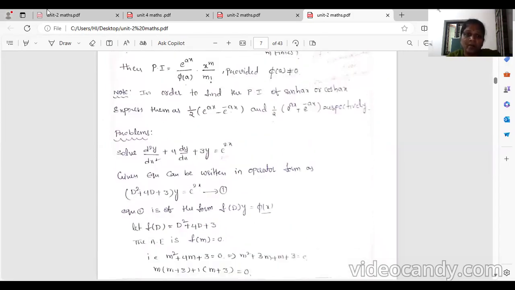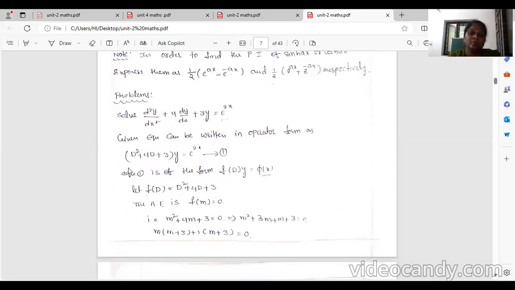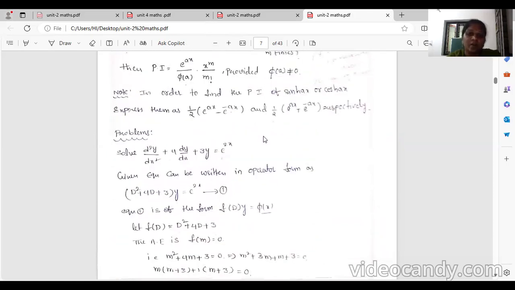Note point: in order to find the particular integral of sinh ax or cosh ax, express them in terms of exponentials. Sinh ax equals (e^(ax) minus e^(-ax)) by 2, and cosh ax equals (e^(ax) plus e^(-ax)) by 2. So we are calculating the particular integral only for the exponential function e^(ax).